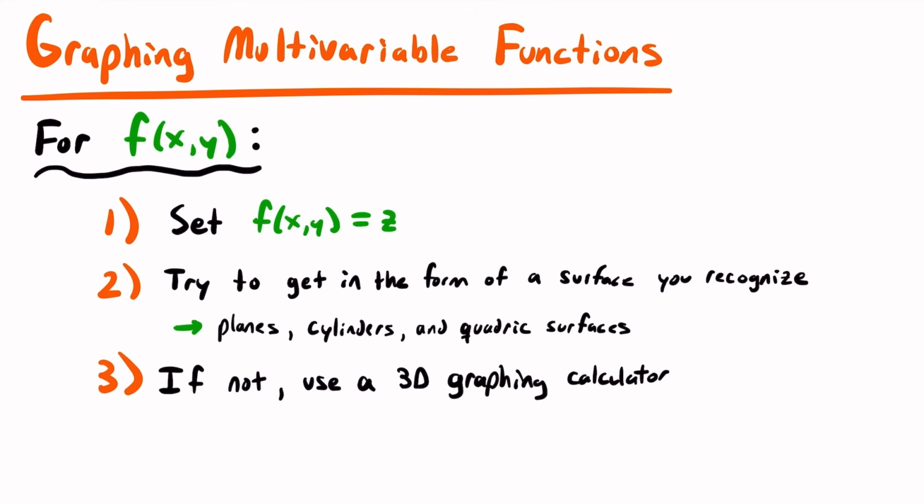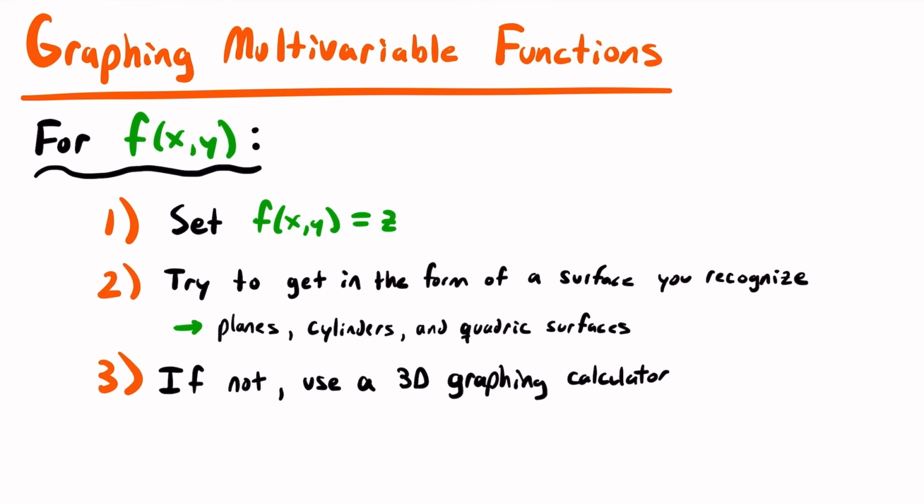So I'm not going to go over those processes again here. If you want to review how to graph planes, cylinders, and quadric surfaces, feel free to go back to those videos, but I'm not going to repeat myself here. Okay, so if you can get that equation in a form of a surface that you recognize how to graph, then do so. But if you can't, if it's just a very complicated multivariable function that you can't identify to be any type of special surface, don't even bother trying to graph it by hand. You want to use a 3D graphing calculator of some kind. There's a lot of different ones online that are pretty good, but you can also get a handheld graphing calculator that does 3D graphs as well.